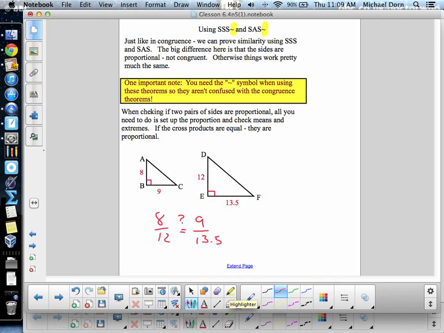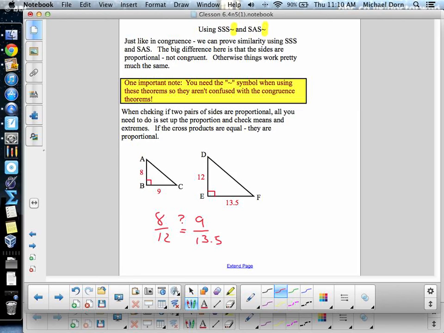Is that a true proportion? We're asking the question. Okay, I put the equal sign there with a question mark because that's what we're asking. Is that a true proportion? And if it's a true proportion, then these are going to be similar triangles by side angle side similarity. How do we check it?